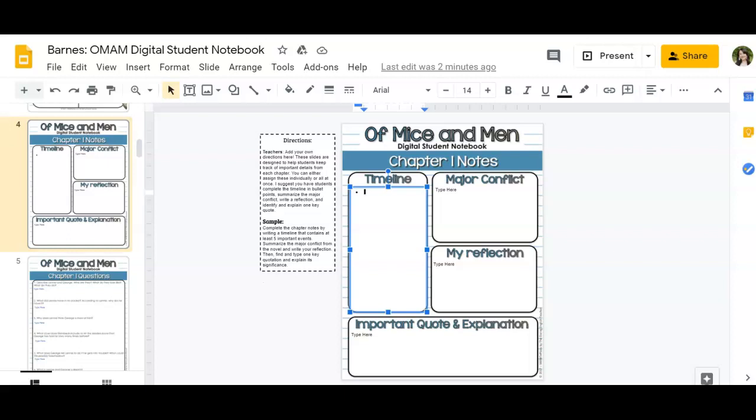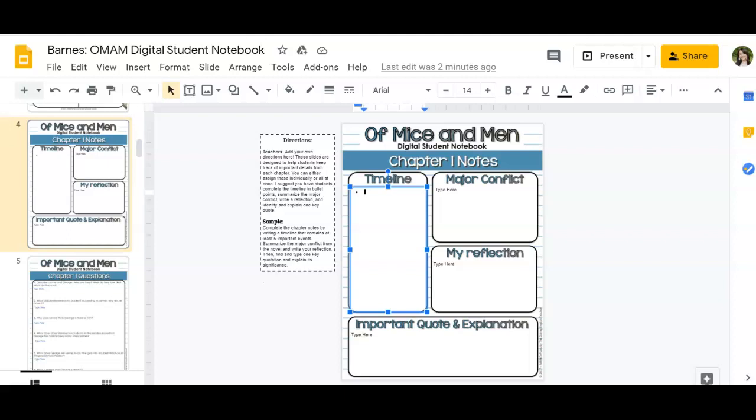And then lastly on this slide is important quote and explanation. In each chapter, there is not going to be one particular quote that's more important than the rest. So there's not a right or wrong answer, so to speak, for this box. As long as you choose a quote and you explain to me why you chose it, that's the important part here, is the explanation. Choose any quote from Chapter 1, you'll type that quote here, and explain to me why you thought that quote was important.